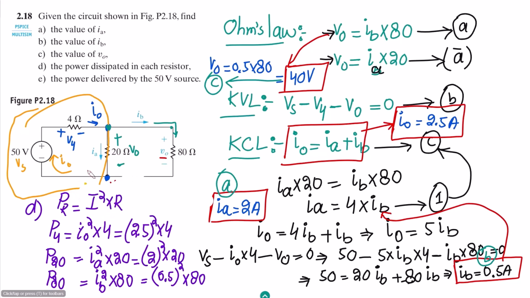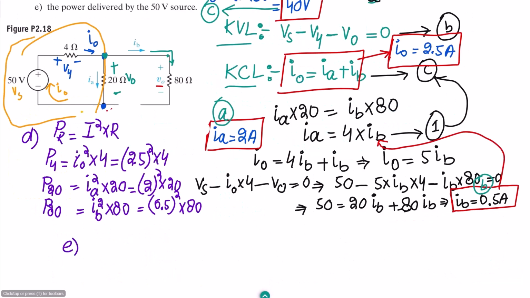Also the power delivered by the 50 volt source. So this is the power delivered by the 50 volt source. Let me move down somehow. So part E, for the source, the value of power delivered is source current into source voltage. VI or IV, similar thing. So the current it provides is I naught, while the source voltage is 50. The current I naught, as we have found out, is 2.5 multiplied by 50.